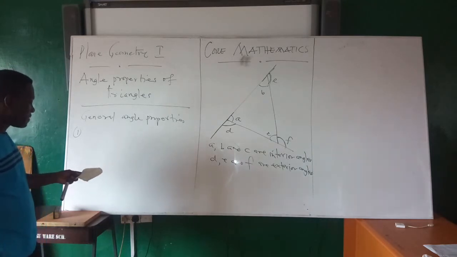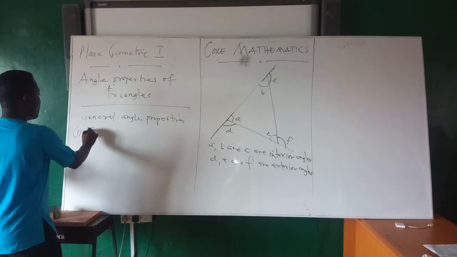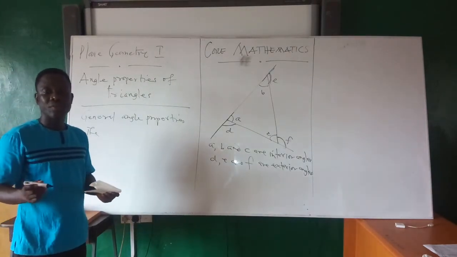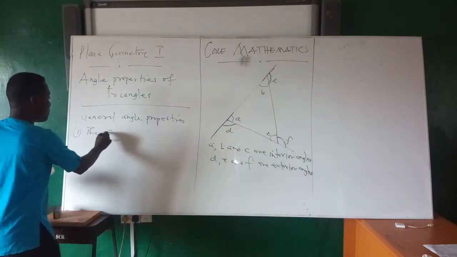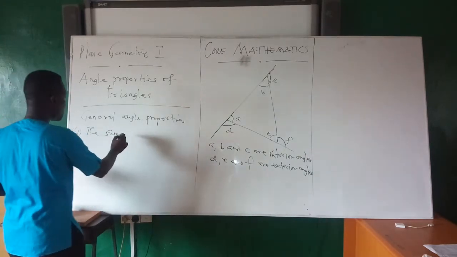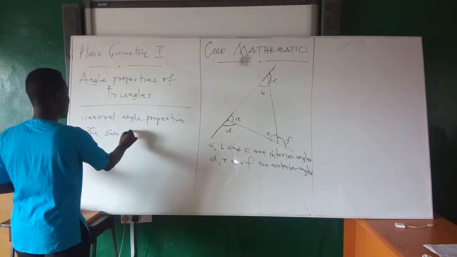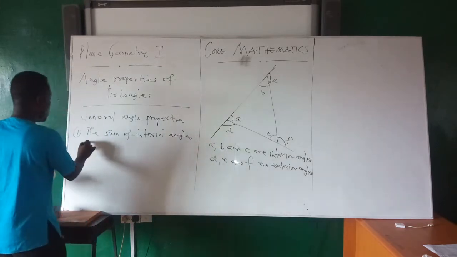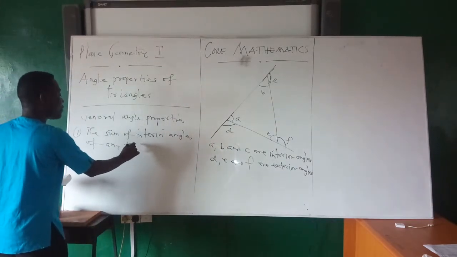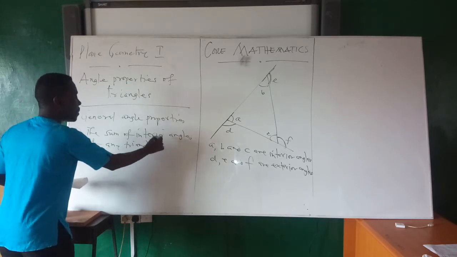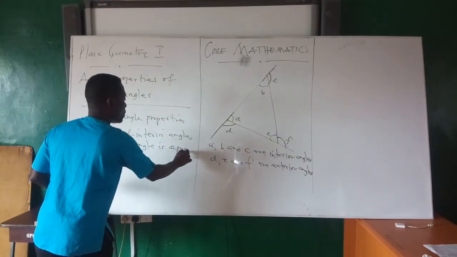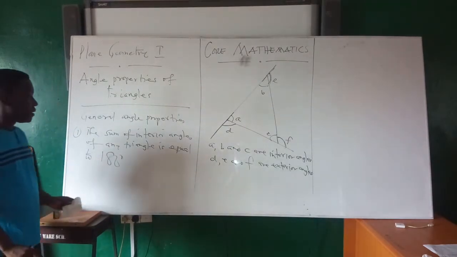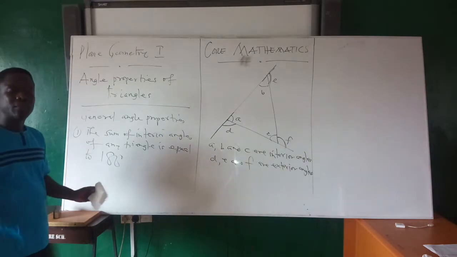Now the first angle property says that the sum of interior angles of any triangle is equal to 180 degrees. The sum of interior angles of any triangle is equal to 180 degrees.